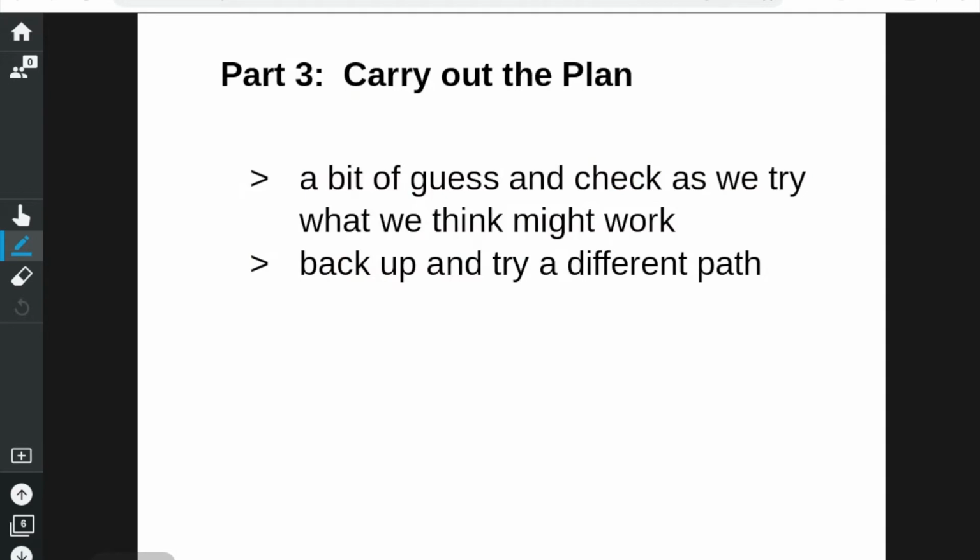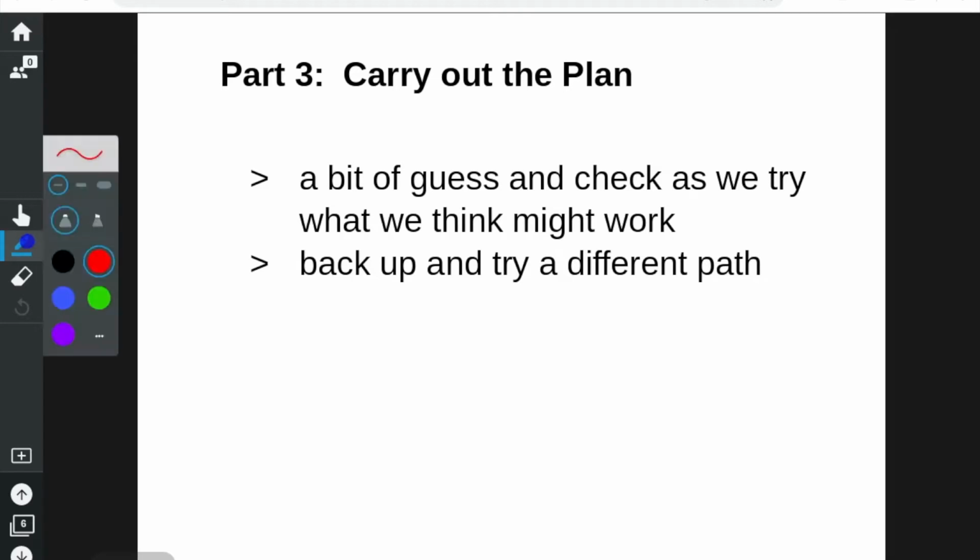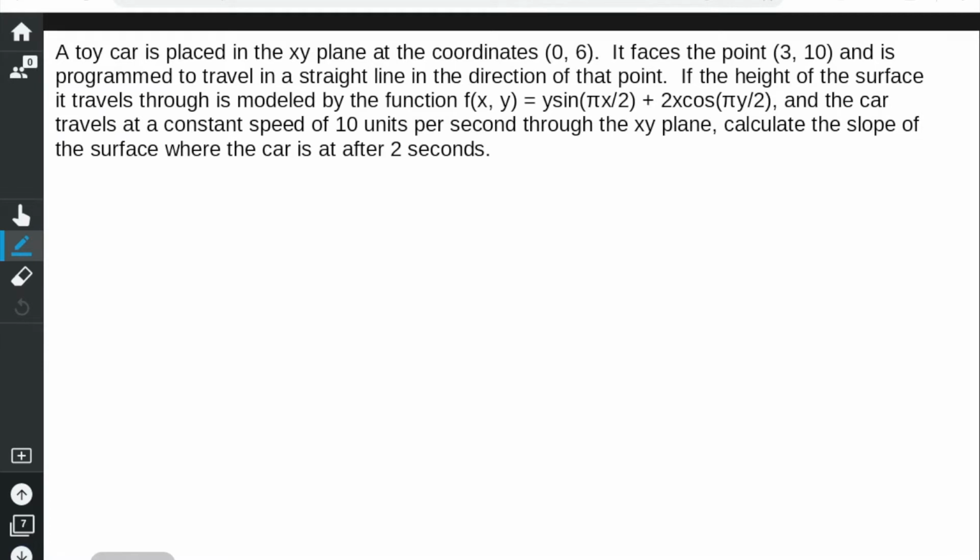All right, so our next step is to carry out the plan. We're going to try a bit of guess and check as we work through our plan and see what works and what might not work, and then we might back up and try a different path. So let's give it a shot. We're going to start by focusing on that speed. If I start by resketching my path here, I have a point (0, 6) and a point (3, 10), and I'm going this way.